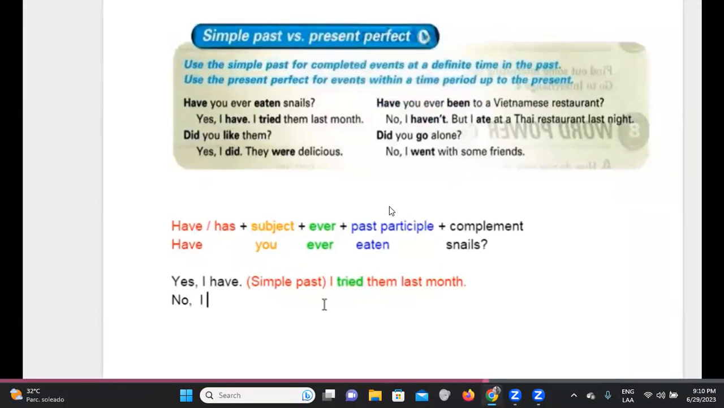And now the next questions that you see there, which is what I mentioned earlier, are in the simple past. Did you like them? Now all the questions are related to this event that you see here, right? It's no longer this question that you're answering. You're answering the next question. I tried them last month. So you want more information about this event from last month. Did you like them? And as you can see, the answer, yes, I did. They were delicious.